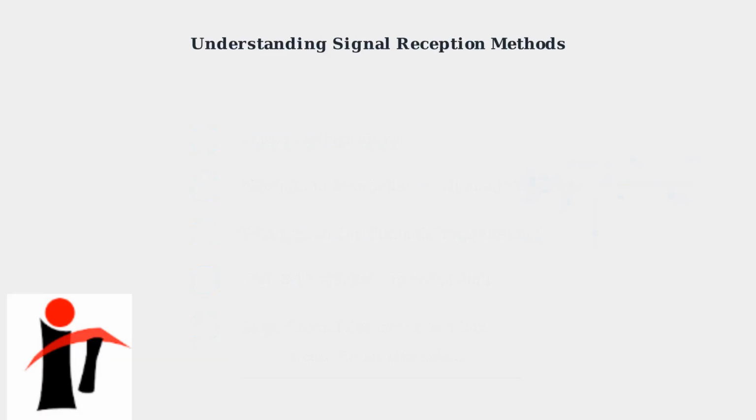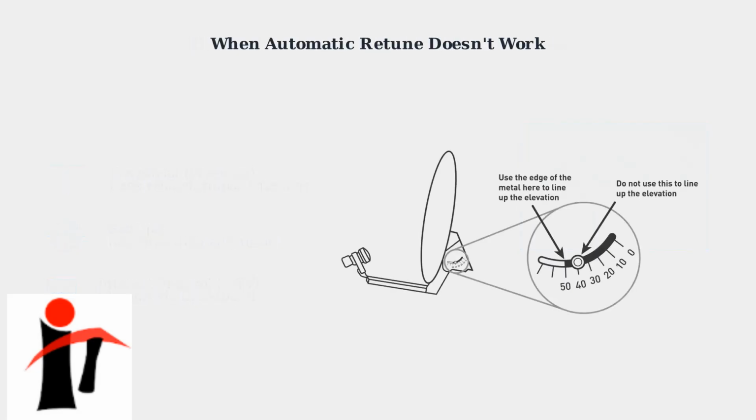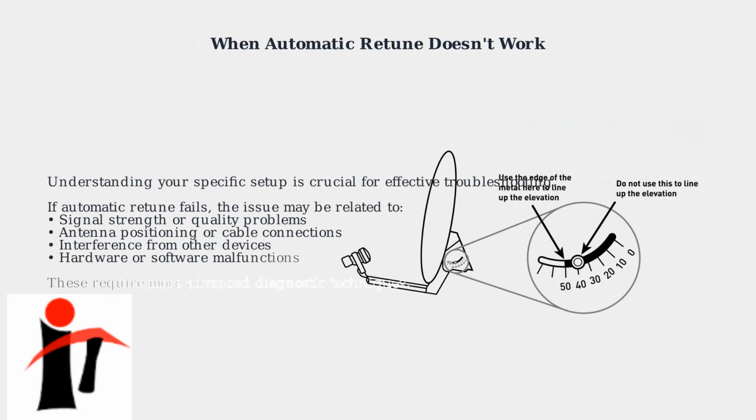If automatic retune doesn't solve the problem, it's important to understand your signal reception method. There are 3 main types. Terrestrial Freeview uses rooftop or indoor antennas. Satellite requires proper dish alignment and clear line of sight, and Internet Protocol or IPTV streams channels via your broadband connection. Understanding your specific setup is crucial for effective troubleshooting.